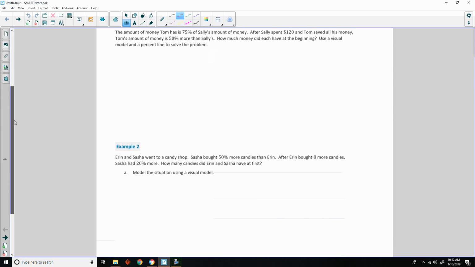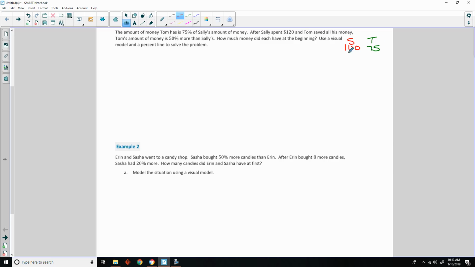Classwork, Example 1. The amount of money Tom has is 75% of Sally's amount of money. So, if Sally has $100, then Tom has 75% of that, or 75. But then it says after Sally spent 120 and Tom saved all his money, Tom's amount of money is 50% more. So Tom's amount didn't change. So obviously Sally doesn't have 100, but I was just giving you this example.